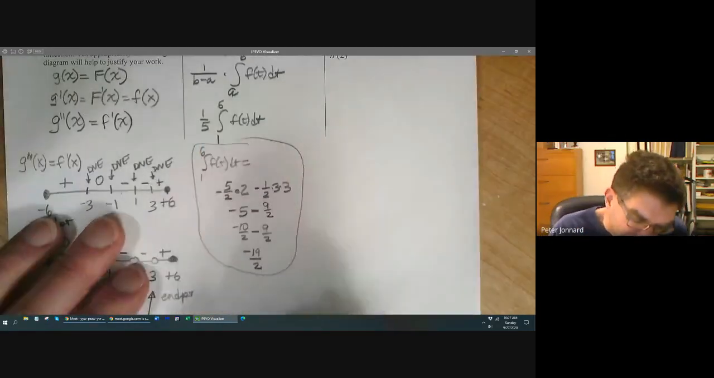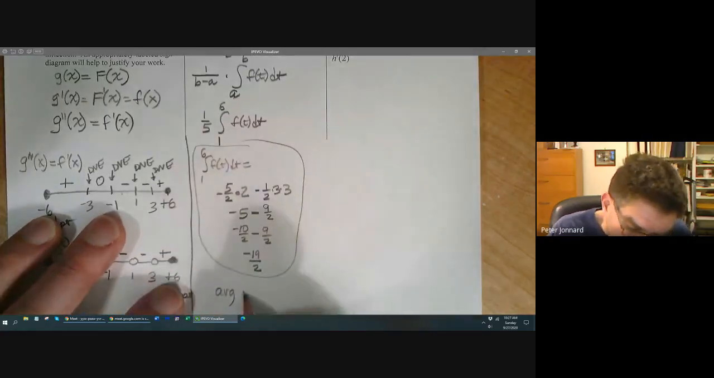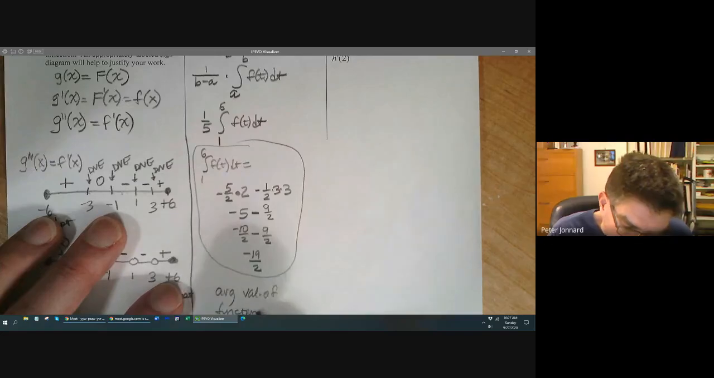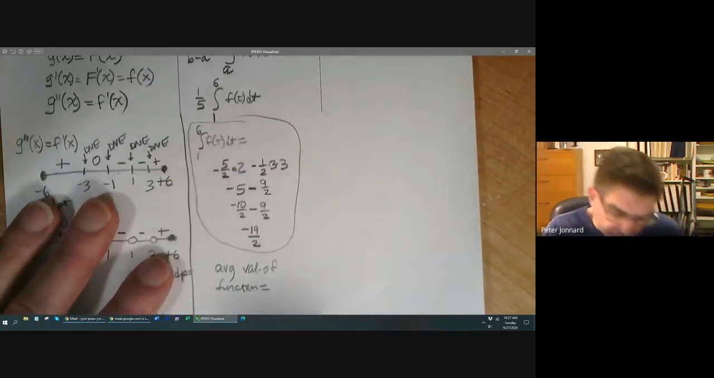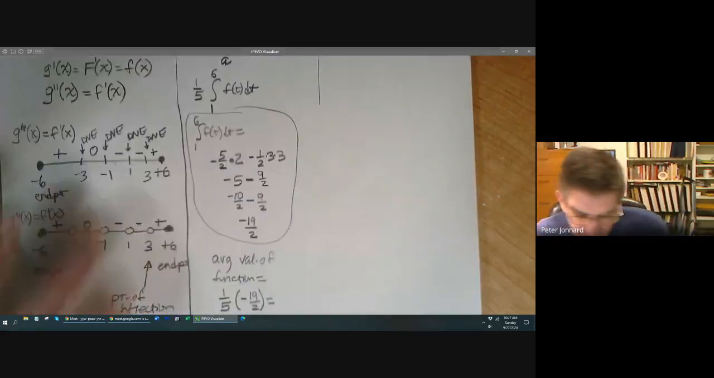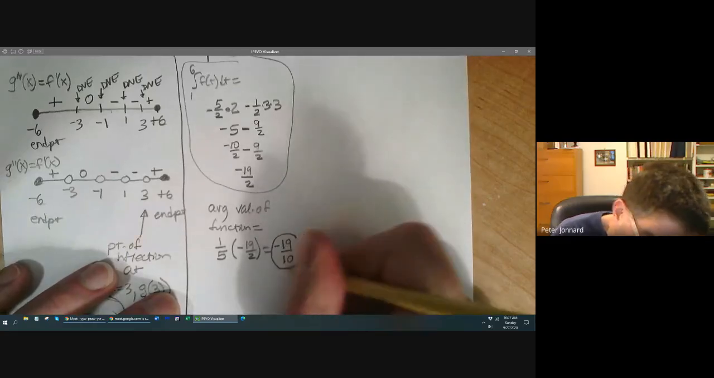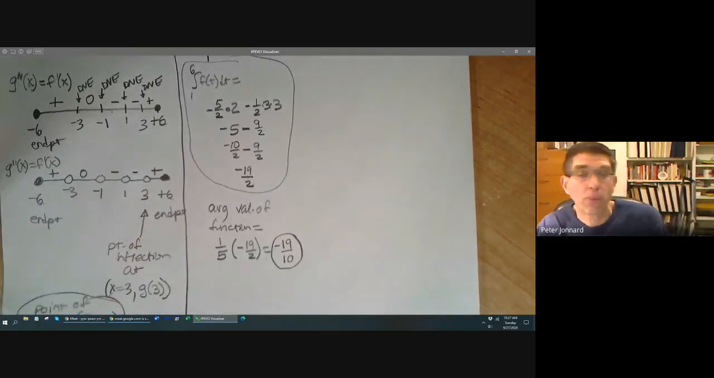And then remember, the average value of this function is equal to 1/5 of negative 19 halves, or negative 19 tenths. Okay, so the average value of this function is negative 1.9.